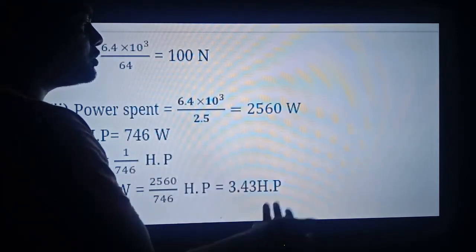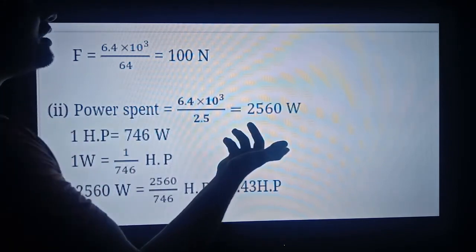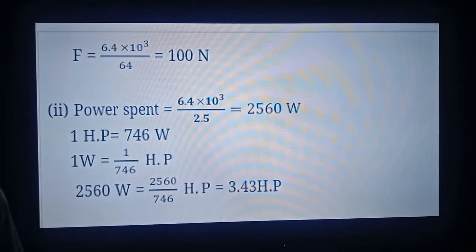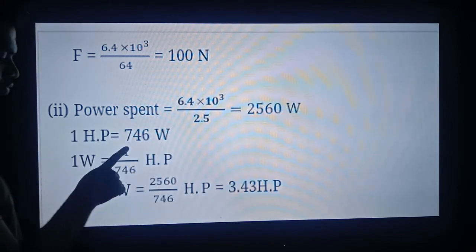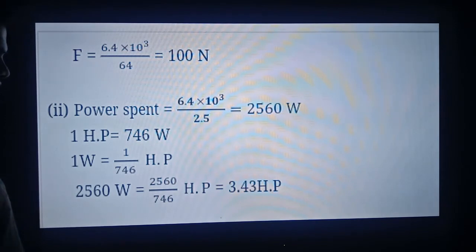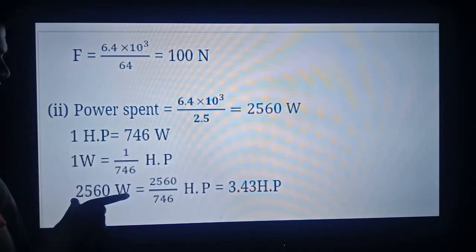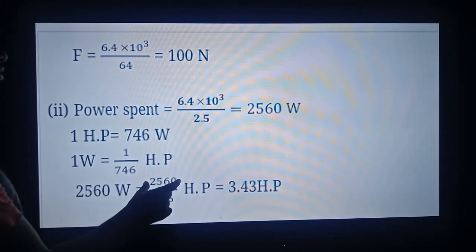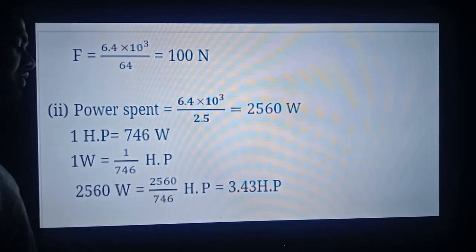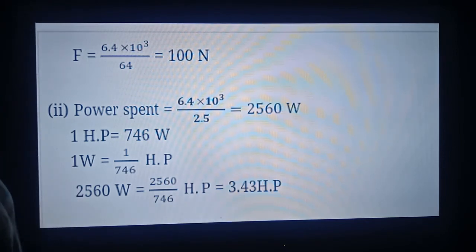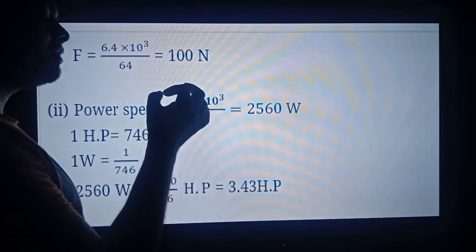Now suppose the question is that you have to find out the power in HP, horsepower. Then watt is to be converted into horsepower. How? 1 HP is equal to 746 watt. So 1 watt is equal to 1 upon 746 HP. So how many watts are there? 2560. So 2560 watt is equal to 2560 divided by 746 HP. It is equal to 3.43 HP. This is the power in HP.